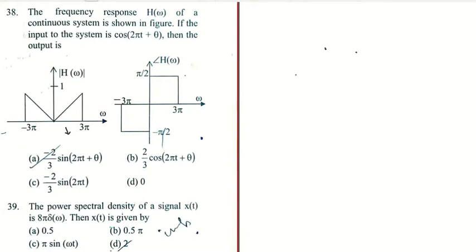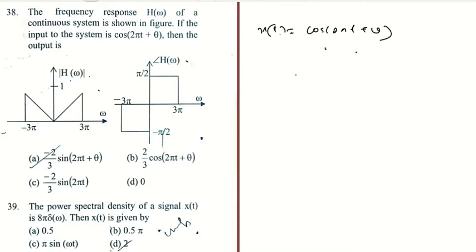The frequency response H of omega of a continuous system is shown in the figure, and if the input to the system is cos(2 pi t plus theta), then the output is? So the frequency response is already given in the question, that is, the modulus of H of omega is given, and the phase shift that is going to happen is also given here.